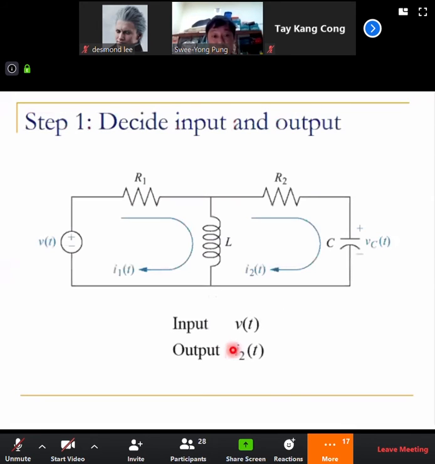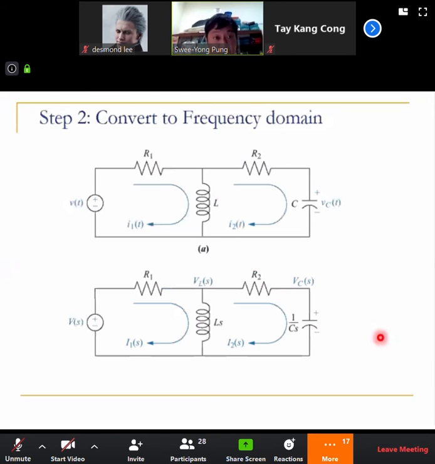Same thing. First, we need to decide input and output. So the input is this one, Vt, and the output, if you look carefully, what the question wants is current I2. What we want is I2. Then we move to step 2. We're going to convert it from time domain to frequency domain.